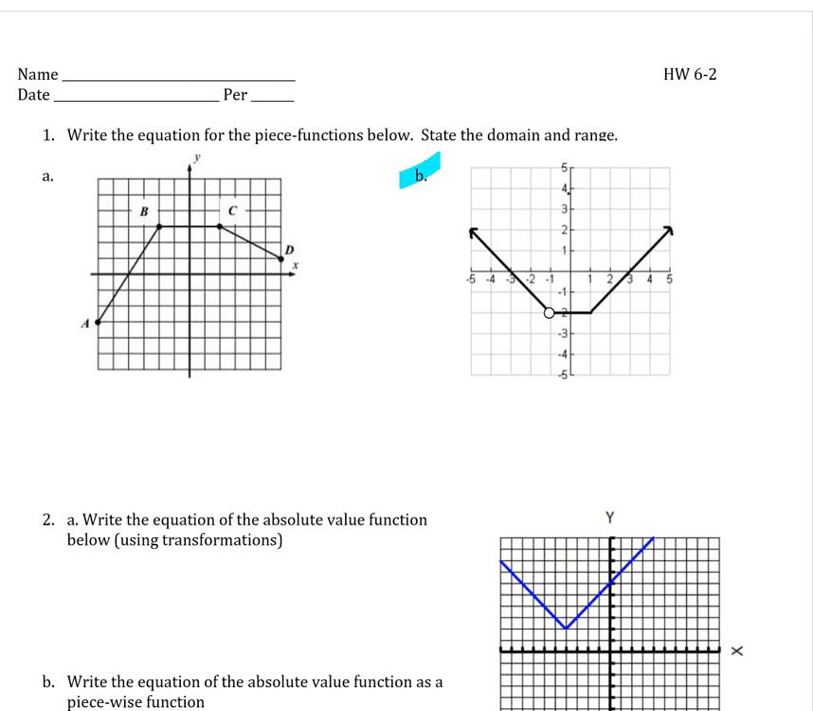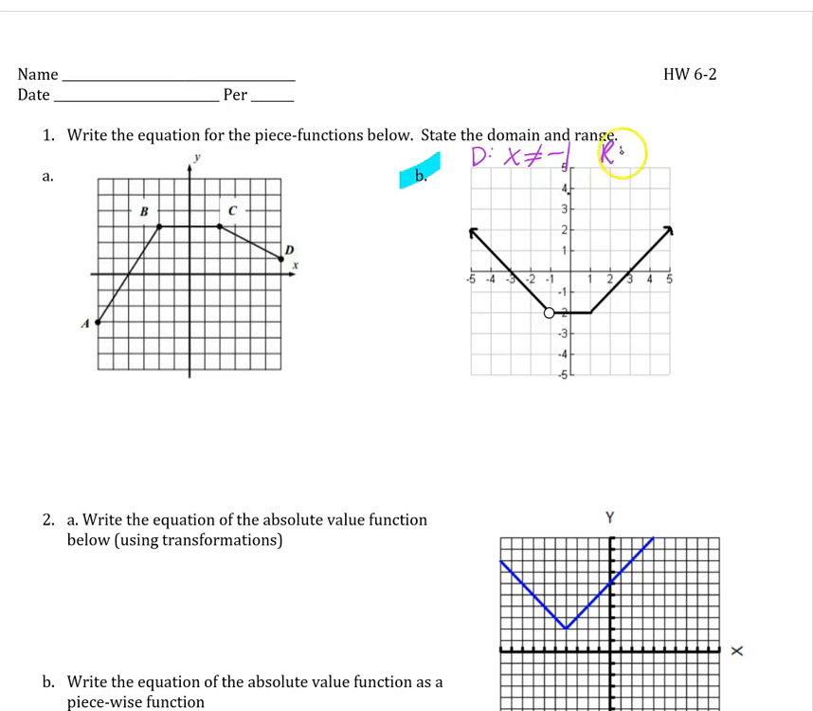Top of 6.2, I'm going to give you a piecewise function and you need to write the equation of it. So if I'm looking at this function, I'm going to start with just the domain and range. Looking at this function, it's extending out towards infinity to the right and toward negative infinity to the left. The only value it's not going to be, though, is x equals negative 1. So the domain is going to be all reals, but it cannot equal negative 1.